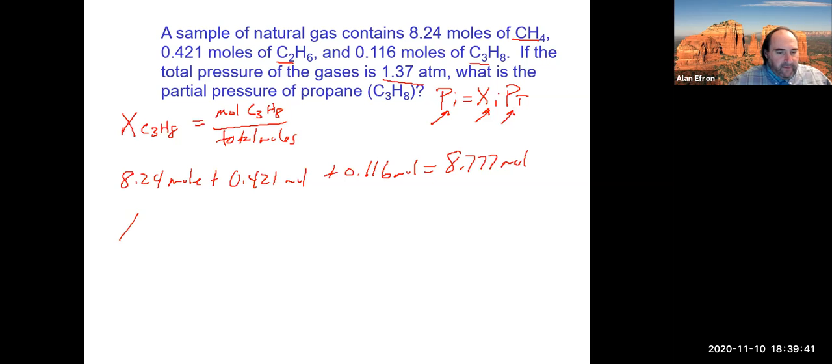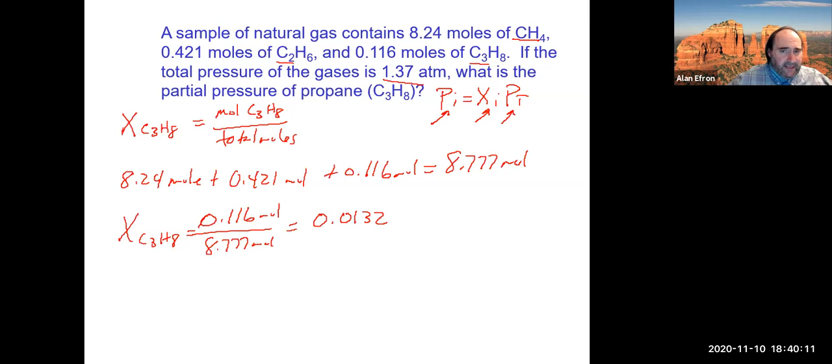So to find the mole fraction again of our propane, we're going to take the moles of propane, which in this case was 0.116, I believe, divided by our total moles, which is 8.77 moles. Remember here, it is not a percentage, so we're not going to multiply by 100 or anything like that. And we're going to divide, and it gets just something like 0.0132 as our mole fraction in this particular case.